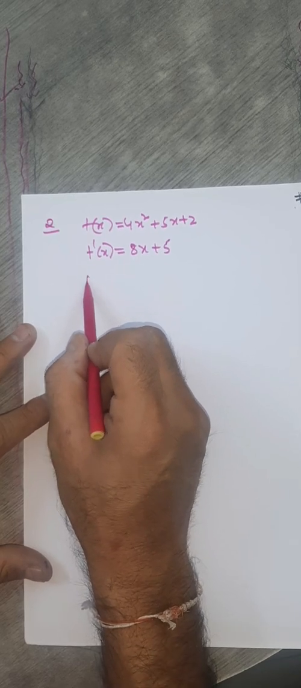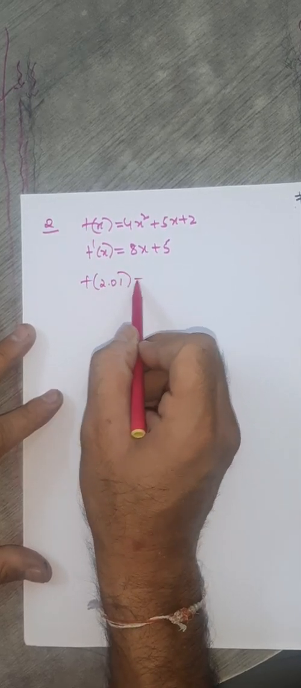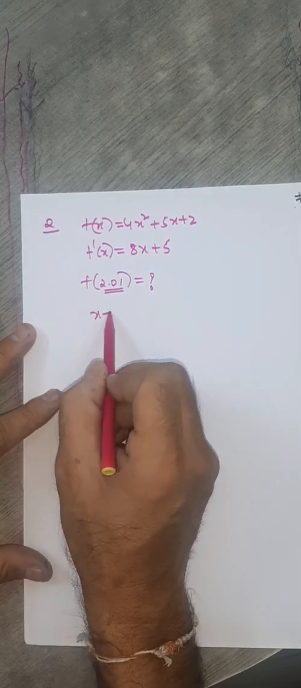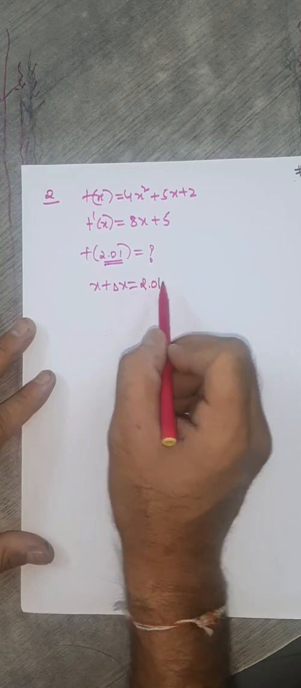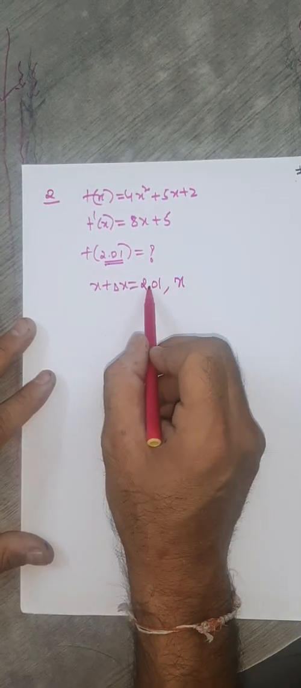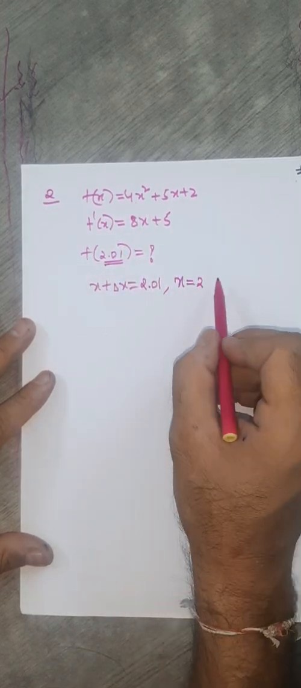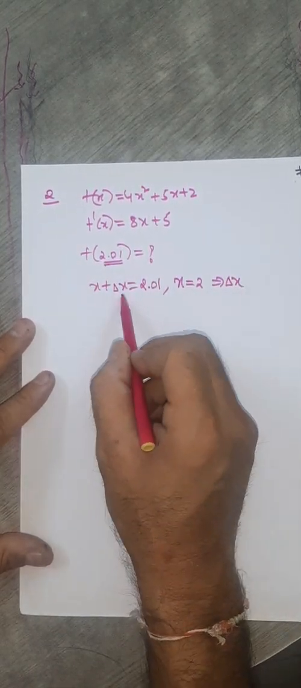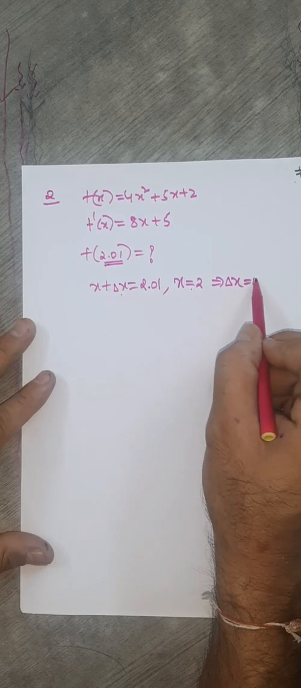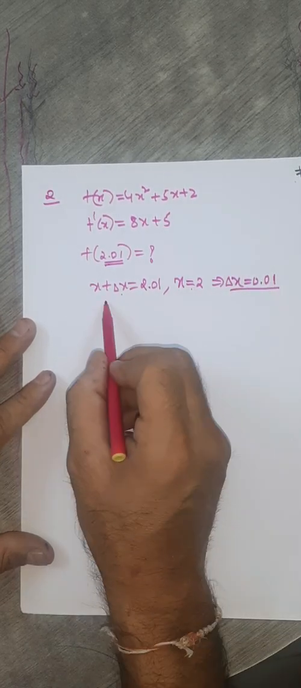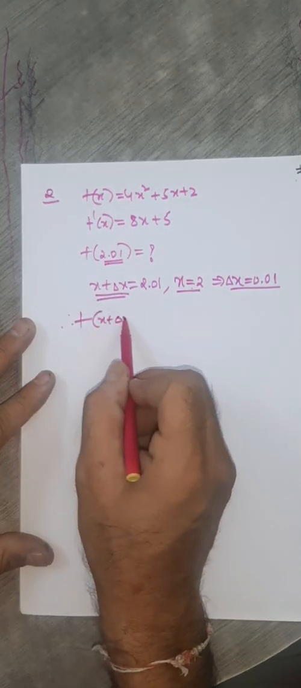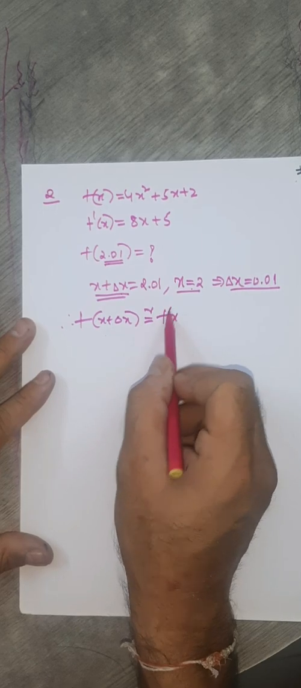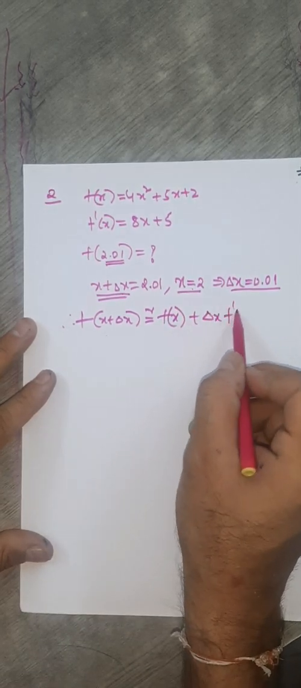Now what is asked? f of 2.01. So you want this f of 2.01. So this is your x plus delta x as per our discussion. Something which you are asked is always x plus delta x. What is your x? We can take that as 2 because 2 can be placed here very easily. So what is delta x? This minus this. So delta x will be 0.01. Is it? Okay, now use the formula. Therefore, f of x plus delta x is approximately f(x) plus delta x into f dash x, as we did in all earlier questions.